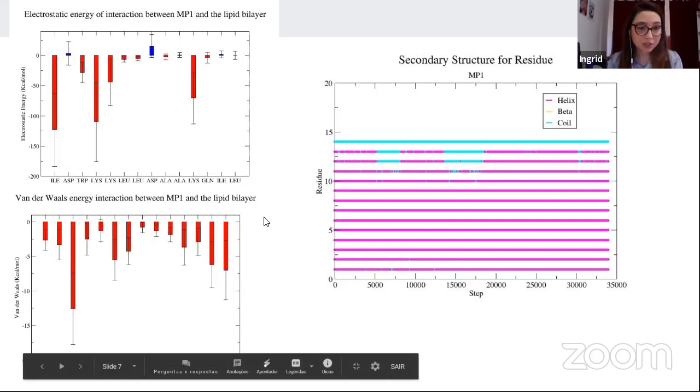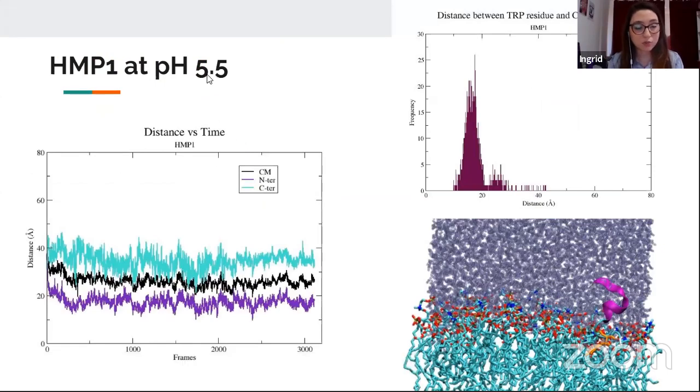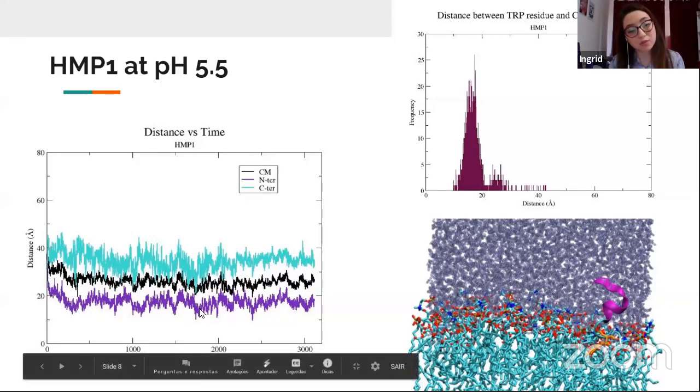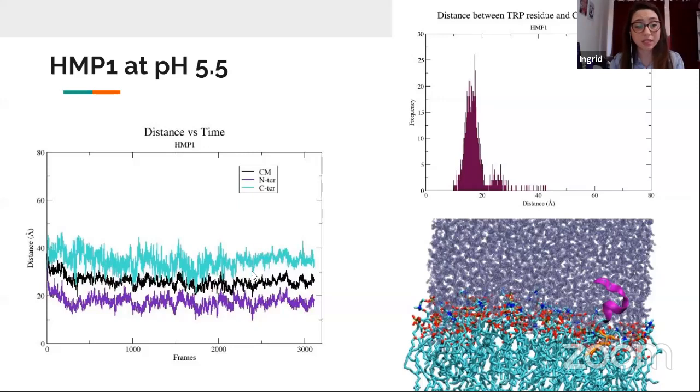I did a simulation for HMP1 at low pH, which has the same charge that the MP1 has. At this pH, the HMP1 has the same charge, that is 2. It's kind of hard to see, but my initial distance here is around 30. And then rapidly the N-terminus part gets below 20. And the rest of the peptide is not getting inserted into the bilayer.